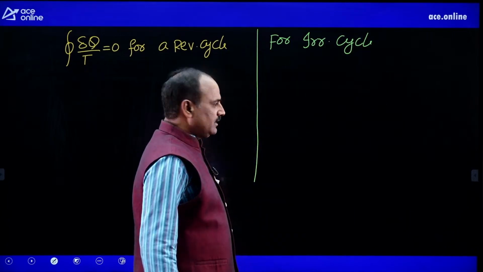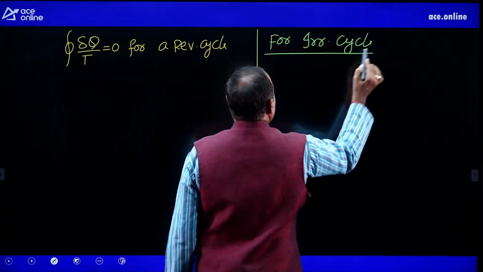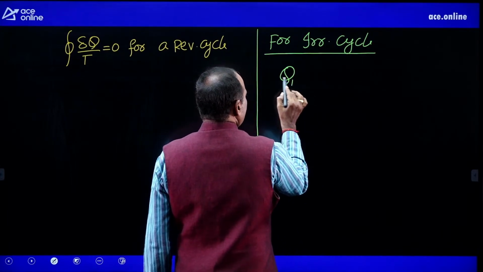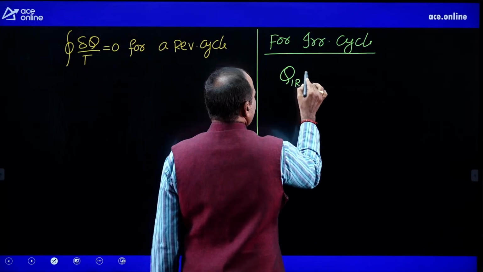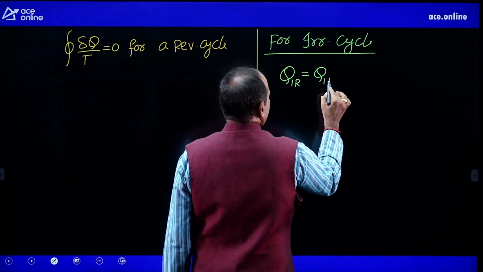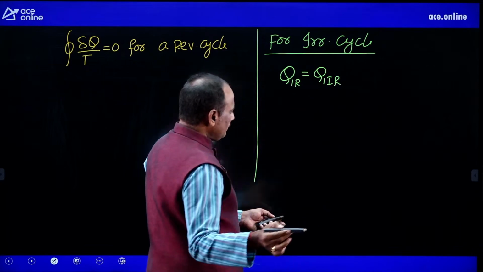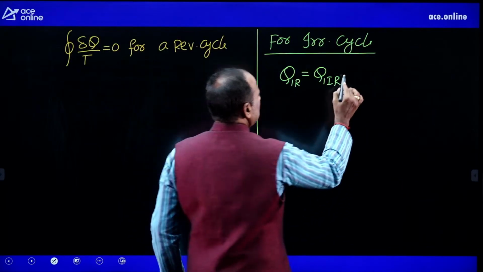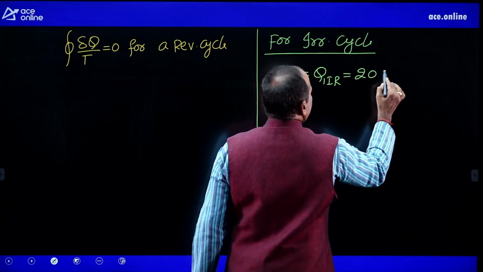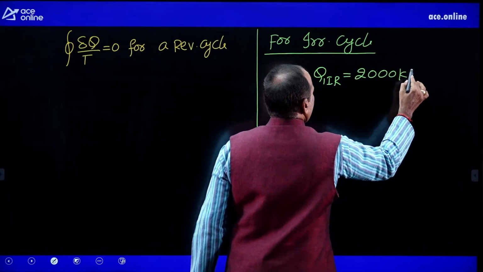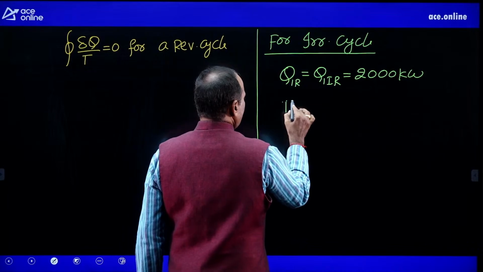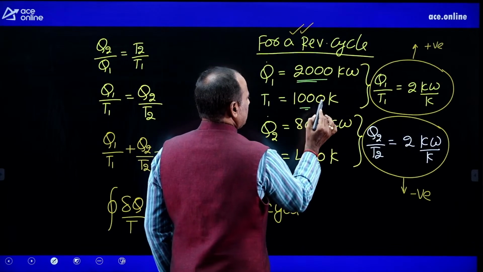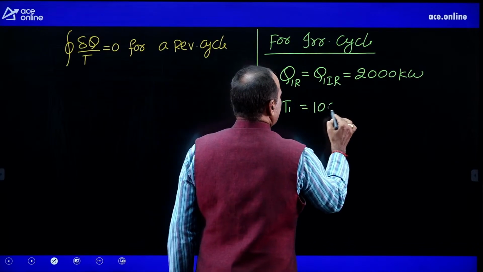Irreversible cycle. For the irreversible cycle, I am supplying the same amount of heat. Q1 for the reversible cycle is equal to Q1 for the irreversible cycle. For the reversible cycle, I have taken the heat transfer as 2000 kilowatts at a temperature T1 equal to 1000 Kelvin.